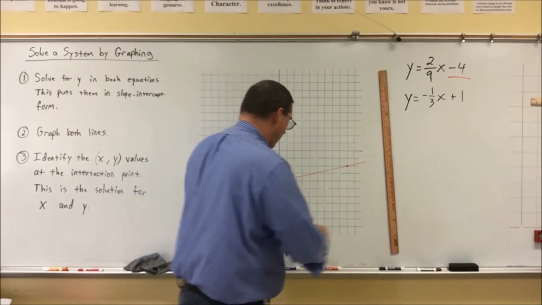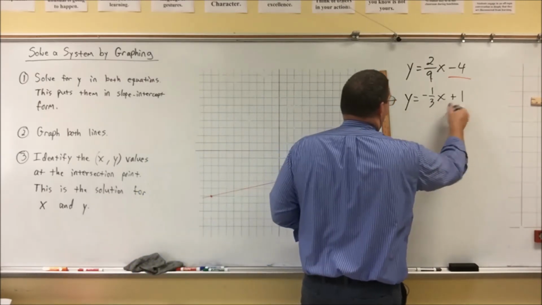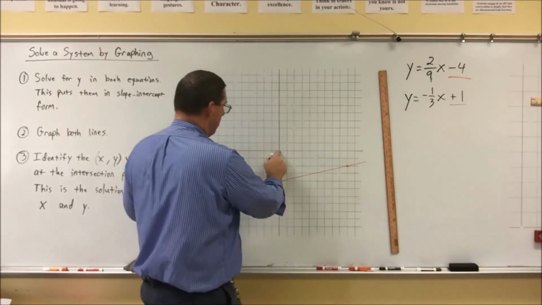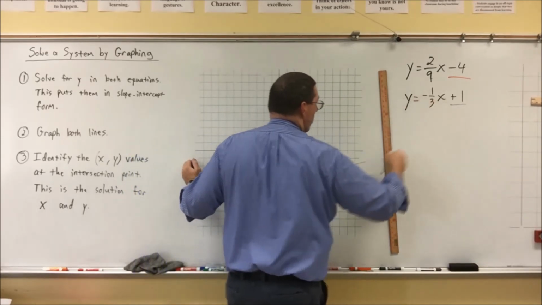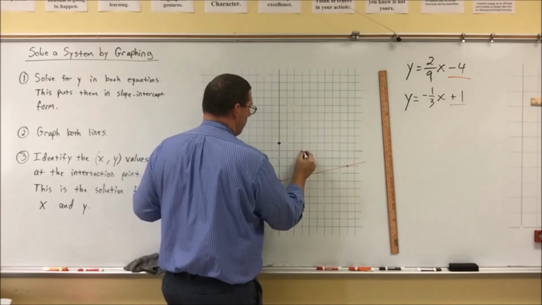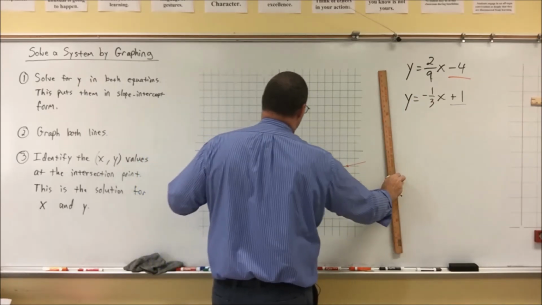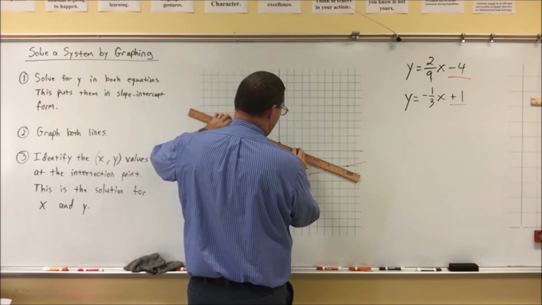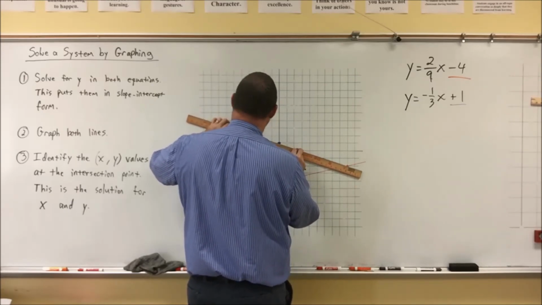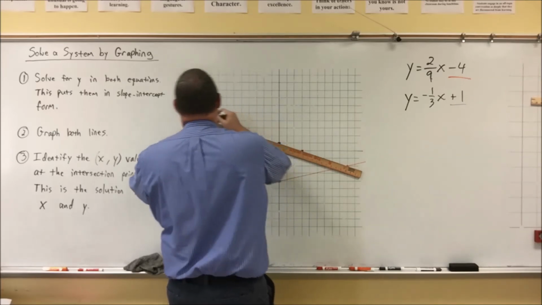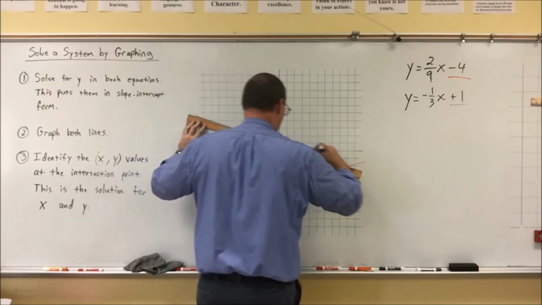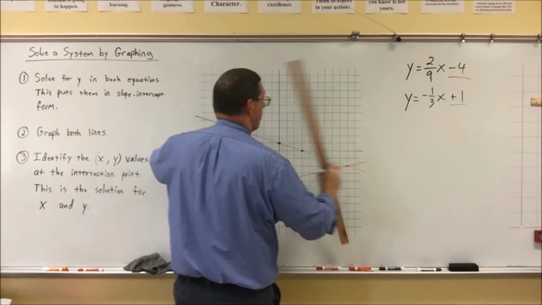Now let's graph the second one. The y-intercept is positive 1, so from the origin I'll go up 1, and then the slope is negative 1/3. That's down 1 and over 3, so that's right here. Let's line them up. I think I can see what's about to happen. There we go. And there we go. I can see where they intersect.